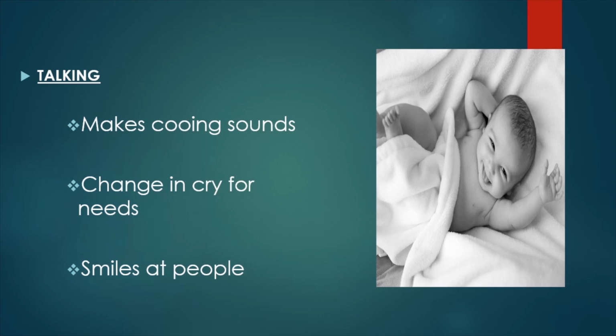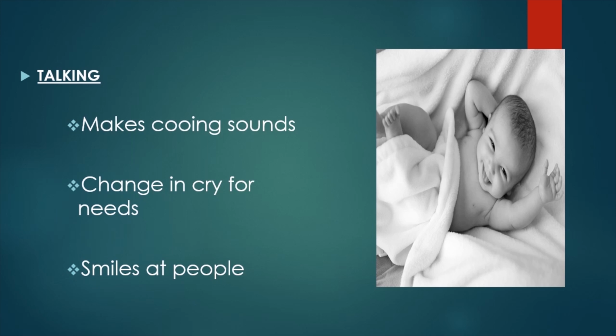So maybe, when the child is hungry, there is a certain type of cry. When the child is sleepy, there is another type of cry. So slowly the mother starts understanding, okay, this is why my child is crying. That happens around the 3rd month. And at that time, the child starts smiling at people also.